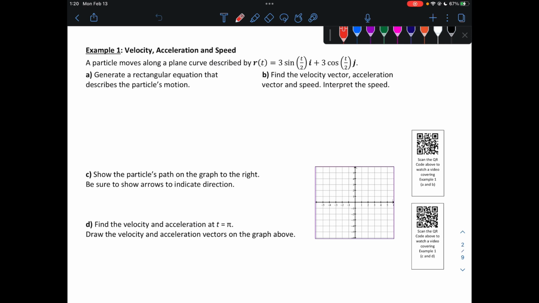So let's jump into our first motion problem. Example 1, velocity, acceleration, and speed. A particle moves along a plane curve given by r of t. First, generate a rectangular equation that describes the particle motion.